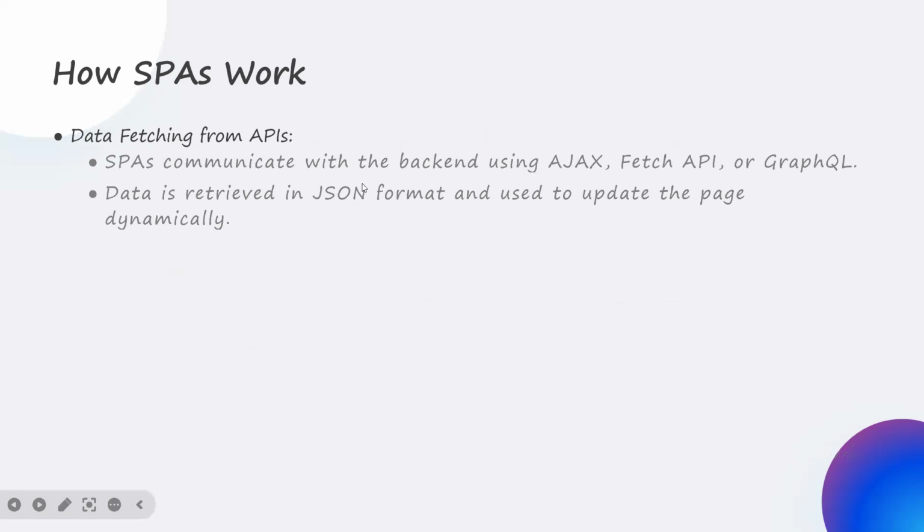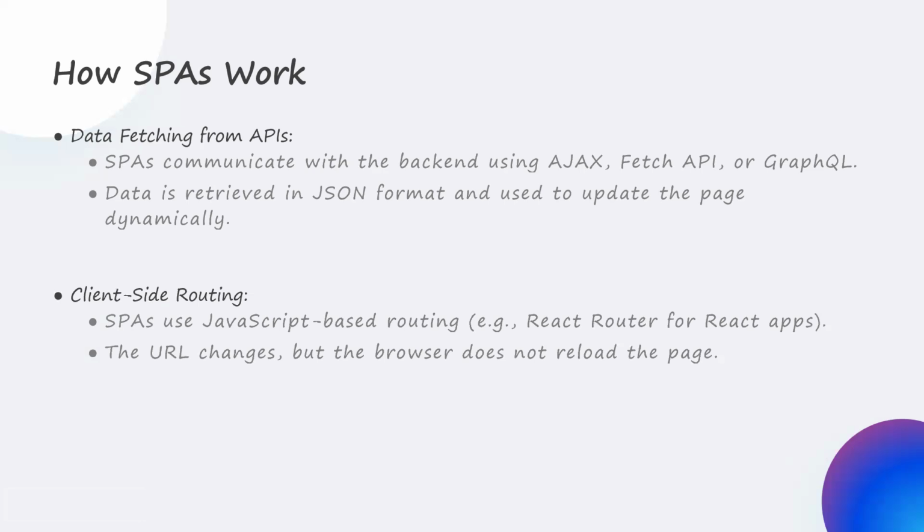Okay. When you want to fetch data from APIs, single page applications communicate with the backend using Ajax, Fetch API, or GraphQL. All right. But basically, in this our course, we'll be using the Fetch API or we'll be using Axios. When we get there, I will let you know. So data will be retrieved in JSON format and used to update the page dynamically. So you fetch data using Ajax or Fetch API or GraphQL, and data will be received in JSON format, not in HTML.